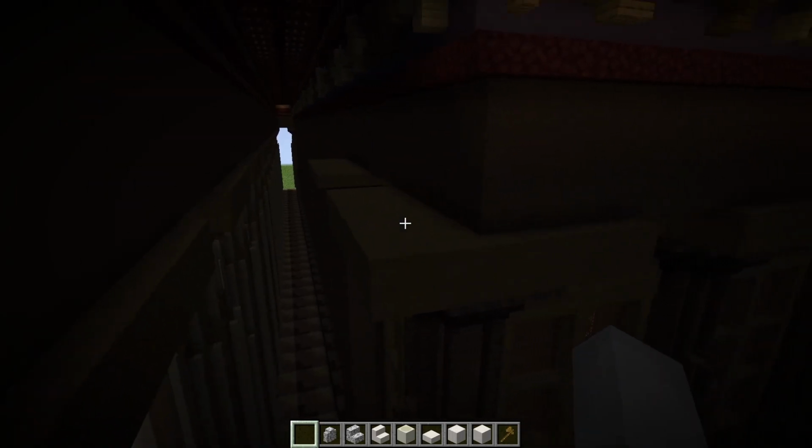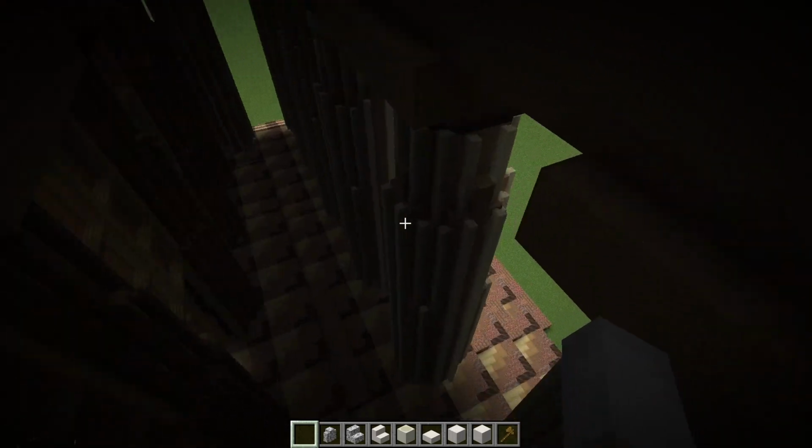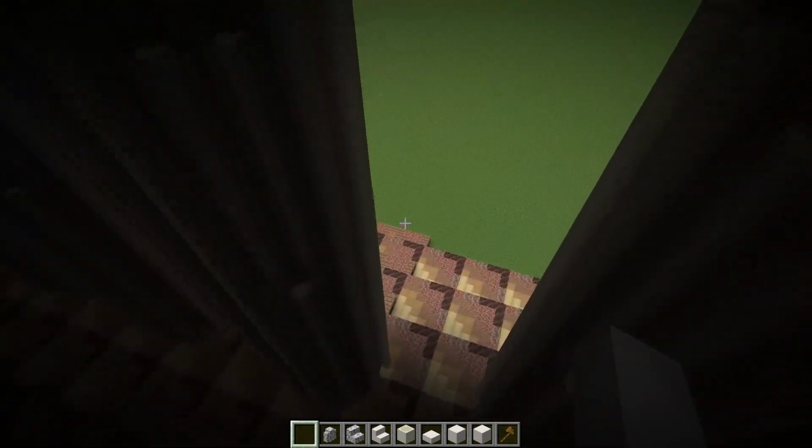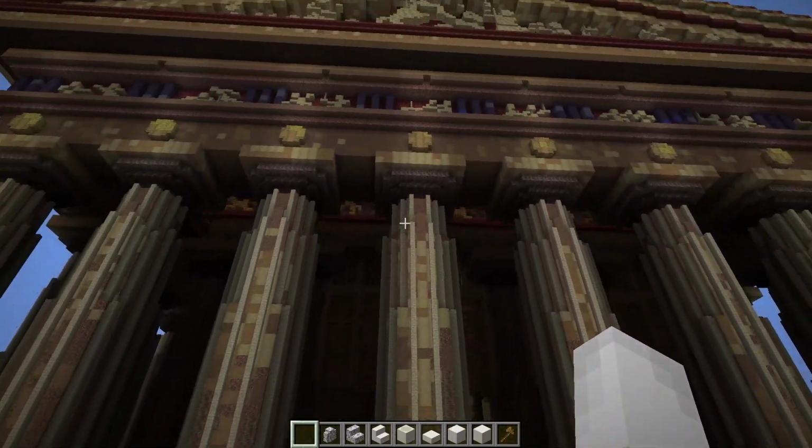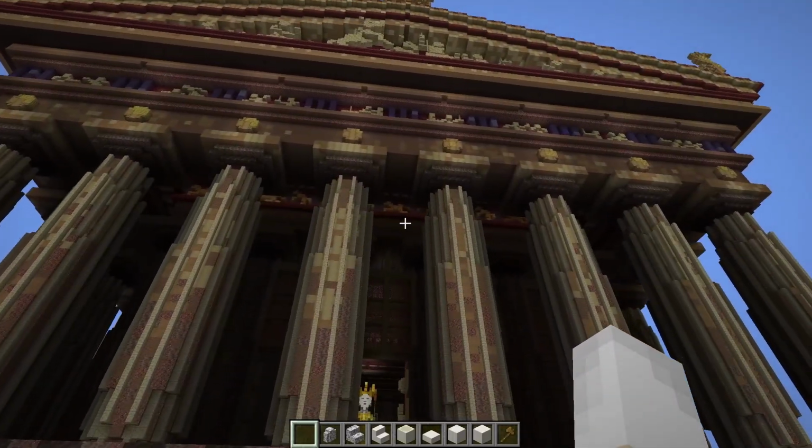I think this is one of the things that I got a little bit wrong on the proportions, though, because I think it's a lot more visible on the Parthenon itself, whereas here you can barely see it up there.